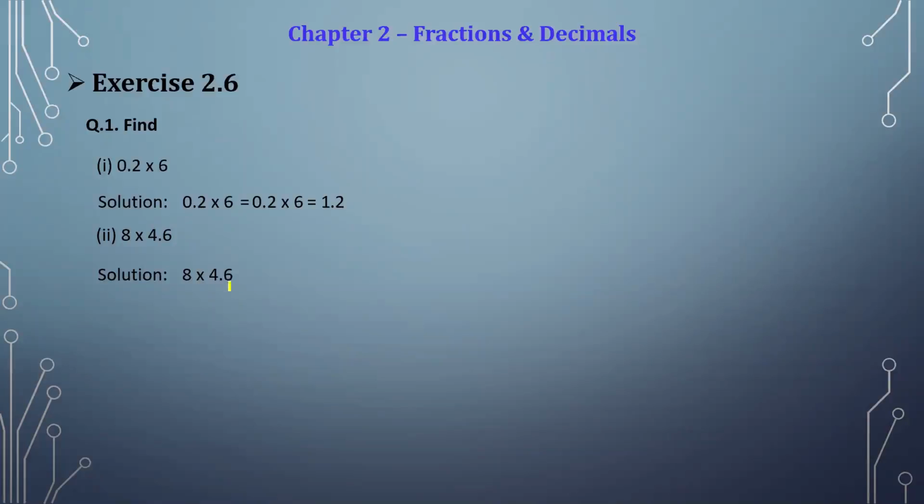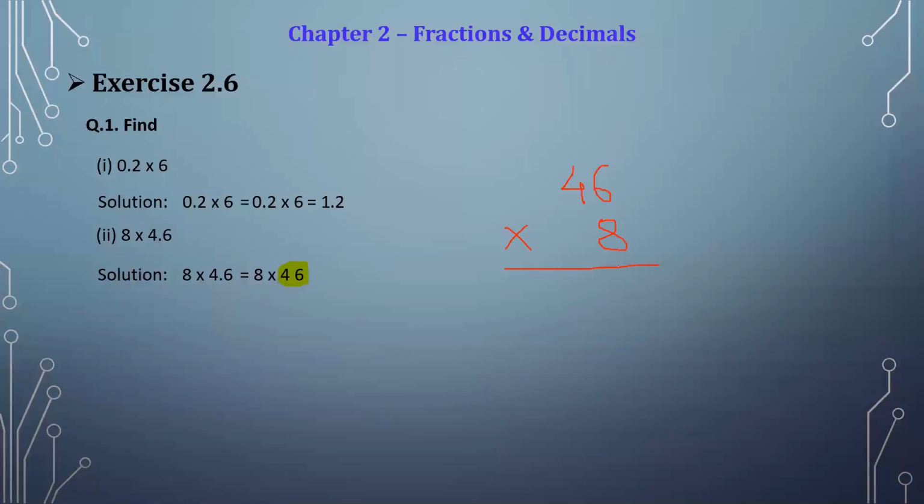It is only for a temporary purpose. Here the decimal point is present in the second number, 4.6. We ignore that decimal point, and after ignoring it, 4.6 is converted into 46. Now that number is a whole number. Now you can perform the multiplication. We are going to multiply 46 by 8.